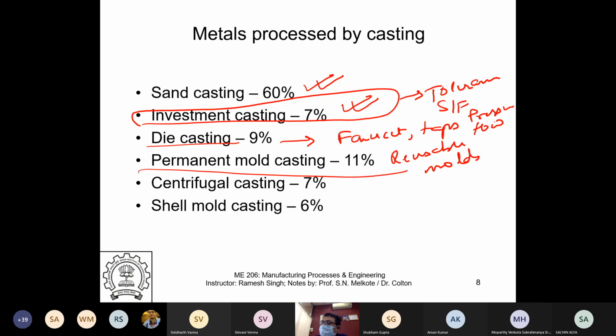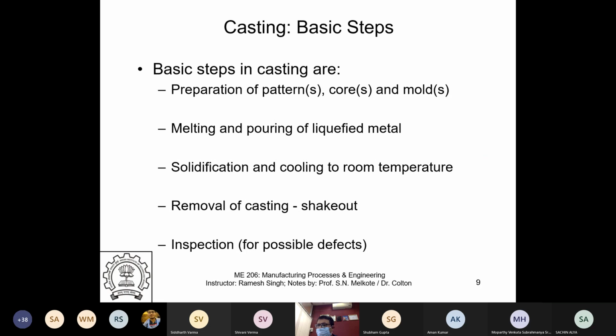Then there is centrifugal casting, wherein if you have a radially symmetric thing, you rotate the material. So here you can make cylinders, cylindrical shapes, so that you rotate and the fluid will flow radially outward. That's centrifugal casting. And then there is shell mold casting. Shell mold, I've explained, is 6%. So the major chunk is still sand casting.